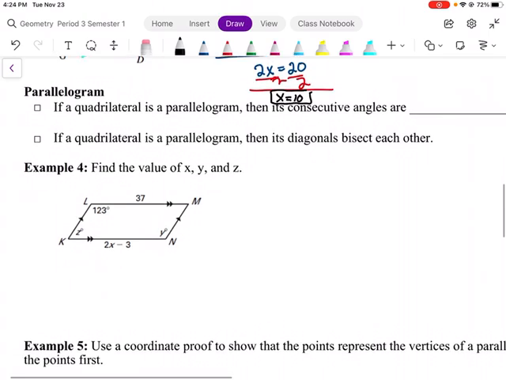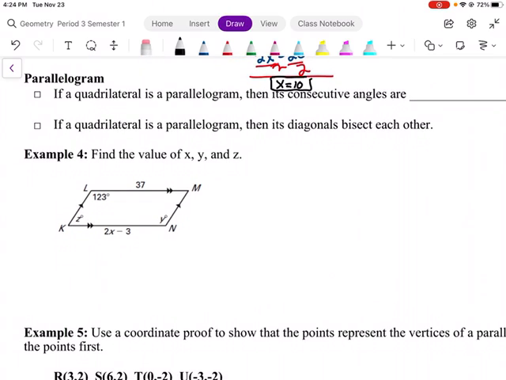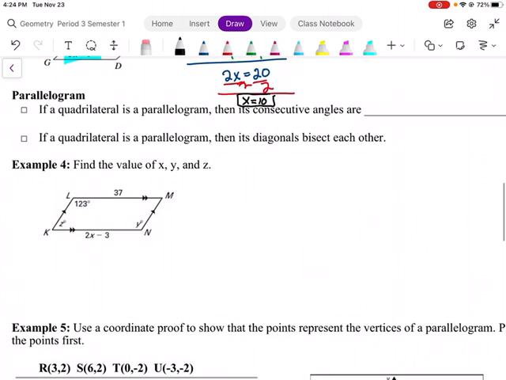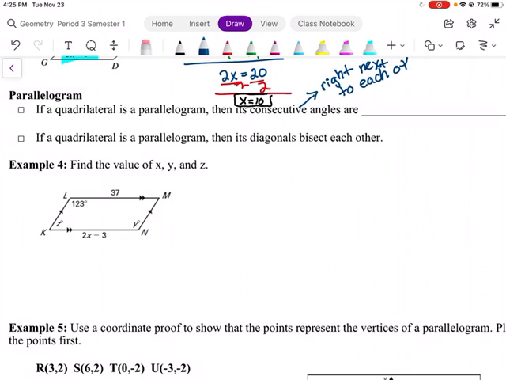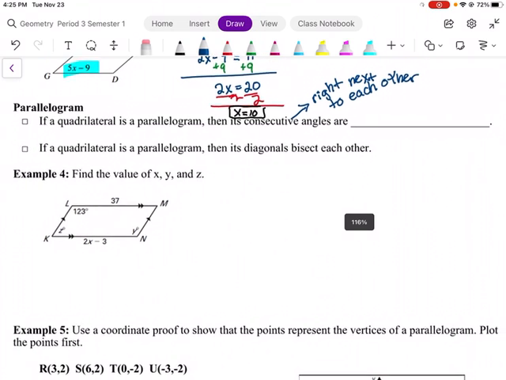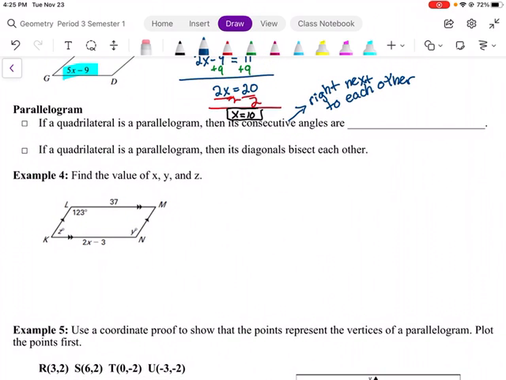The last two properties of parallelograms that we're going to talk about are listed here. If a quadrilateral is a parallelogram, then its consecutive angles, and consecutive means right next to each other, are supplementary. So if they are consecutive angles in a parallelogram, they are going to be supplementary, which again means they add to 180.